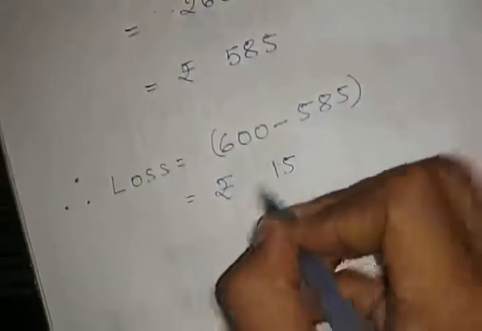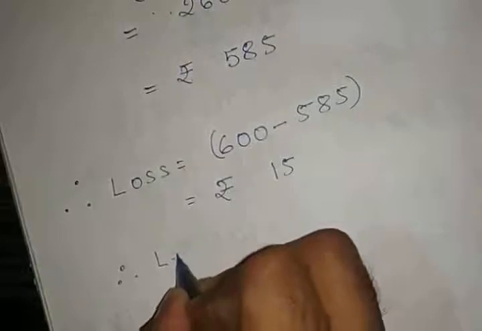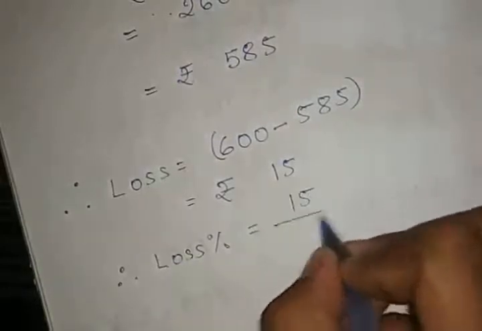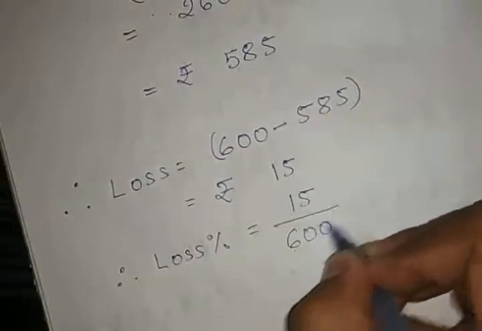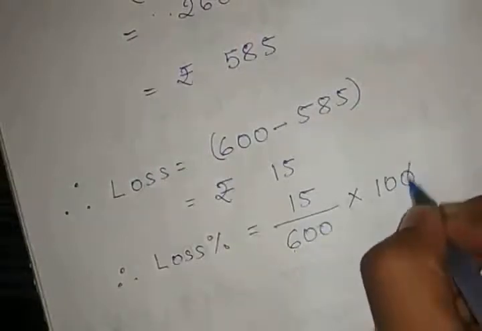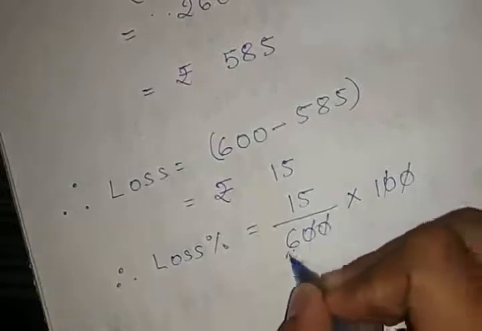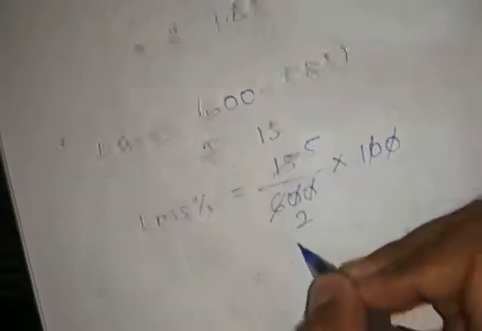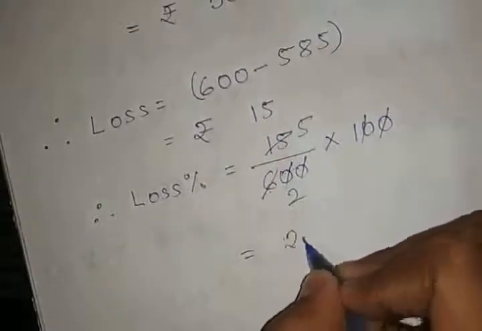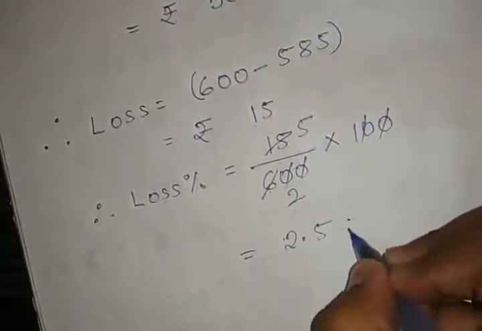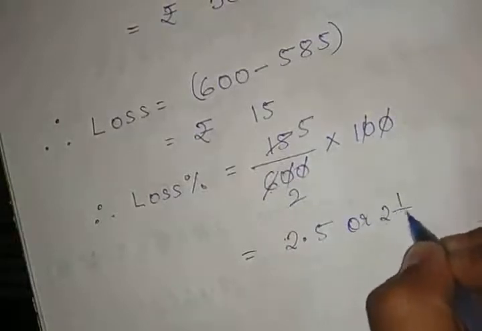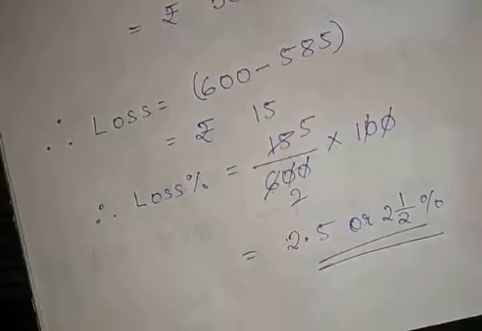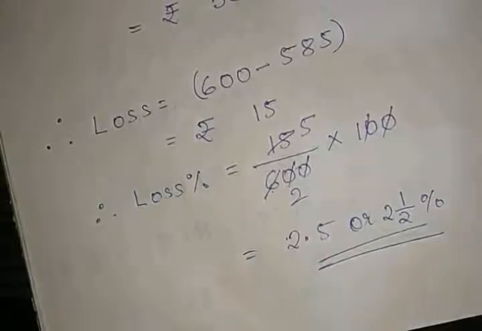15 rupees. So therefore, loss percent will be equal to loss divided by cost price into 100. These two zeros will cancel out. 3 2s are 6, 3 5s are 15. It means that there was a loss of 2.5 or 21 by 2 percent. So this will be the solution for question number 9.